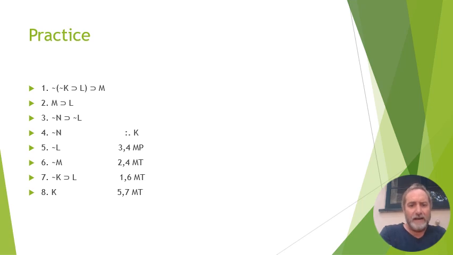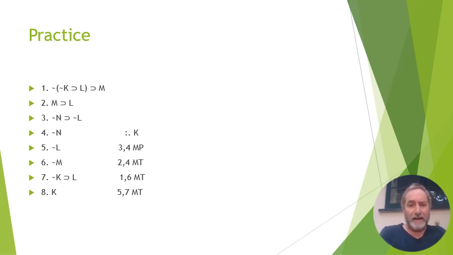So I was allowed to write not L on 5 because I had line 3 and line 4. Line 3 is a conditional. The antecedent is not N. Line 4 is not N, so the antecedent of that conditional is sitting on its own. And modus ponens says if you have a conditional and you have the antecedent of that conditional on another line, then you can write the consequent by itself on the next line. That's exactly what I wrote on line 5, not L. So that's MP with lines 3 and 4.